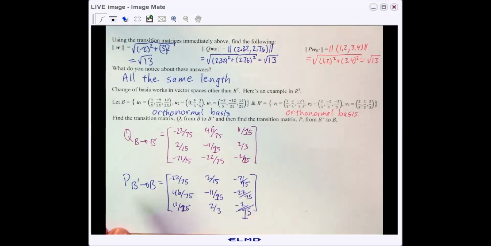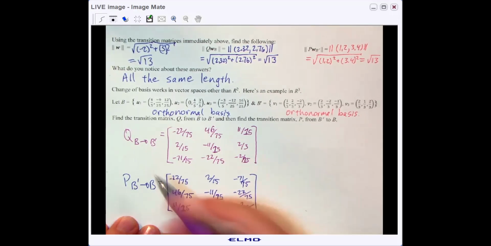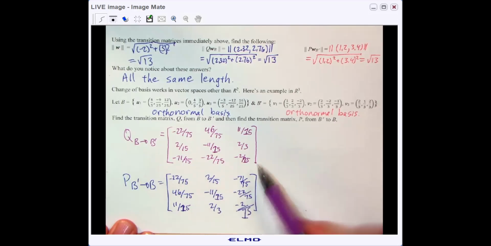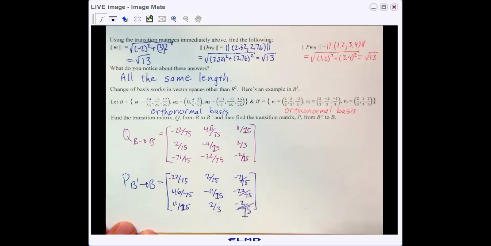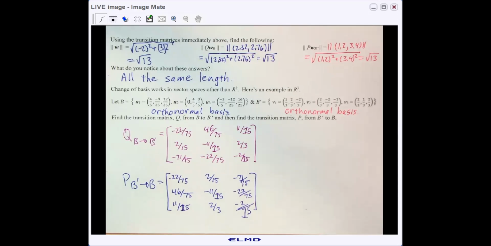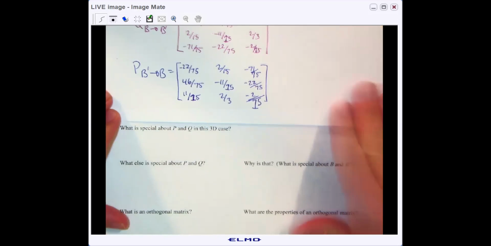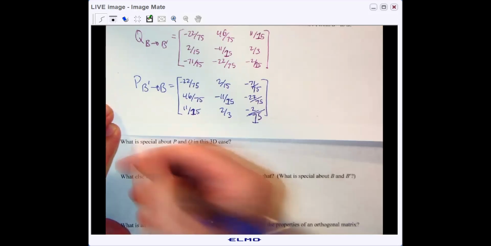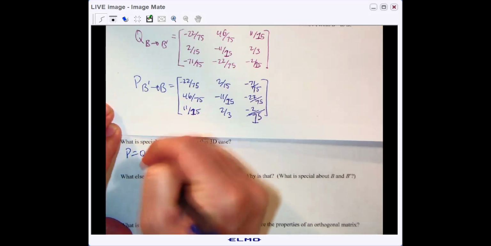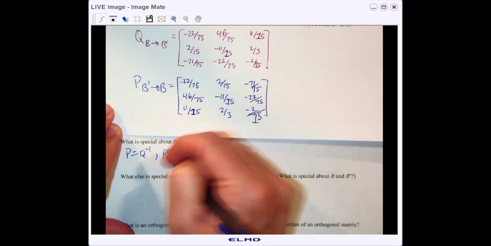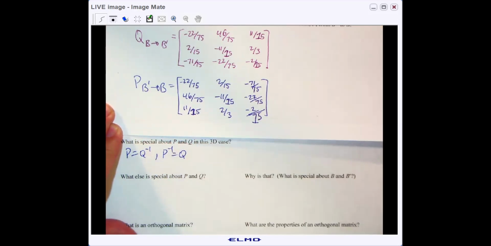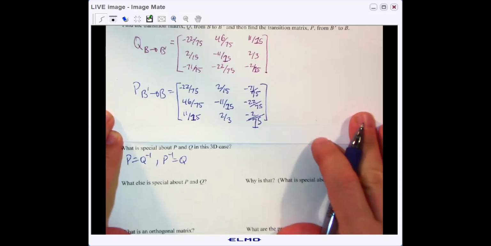And finding the transition matrix from B prime back to B, which notice is the inverse of this one, and notice that it's pretty special. So what are some special things here with our P and Q matrices? Well, once again, we know that P is equal to Q inverse, and P inverse is equal to Q, of course, because one goes one direction, the other goes the other direction.